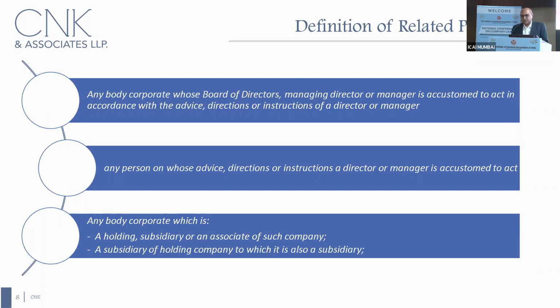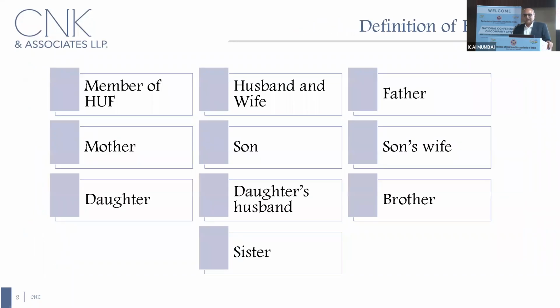And any body corporate which is a holding, subsidiary or an associate, a subsidiary of a holding company, so co-subsidiaries or something. So it is a very broad definition of what's the related party under the Companies Act. Now, what is the definition of a relative? Because if you see the definition, it was saying that a KMP or his relative, any director or his relative. Now, relative covers so many things: member of HUF, husband and wife, father, mother, son, son's wife, daughter, daughter's husband, brother, and sister. It's a restrictive list in that sense.